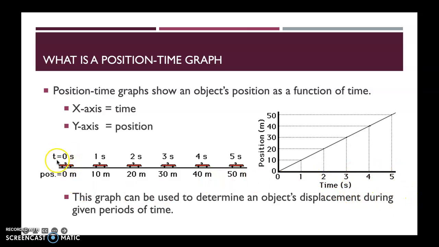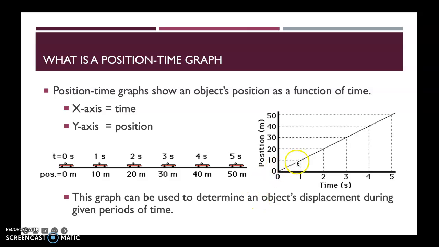So if I have this example of this little car driving, it starts driving at time 0, position 0, and then after 1 second, it's moved 10 meters, 2 seconds 20, 3 seconds 30, etc. This is what the position time graph would look like.